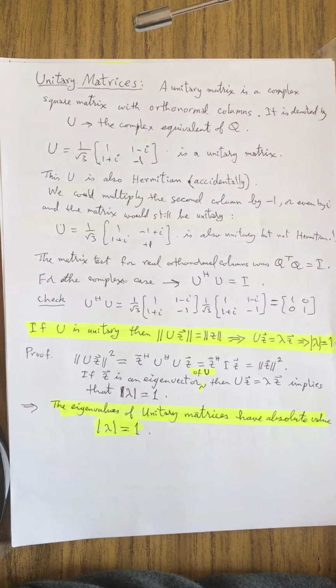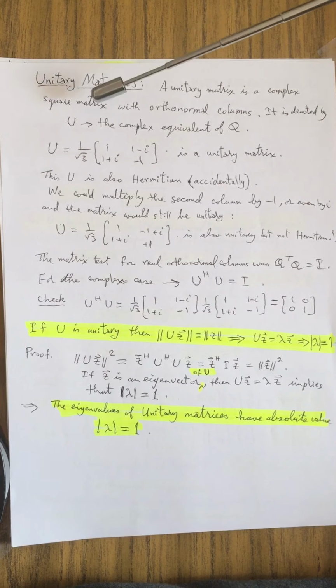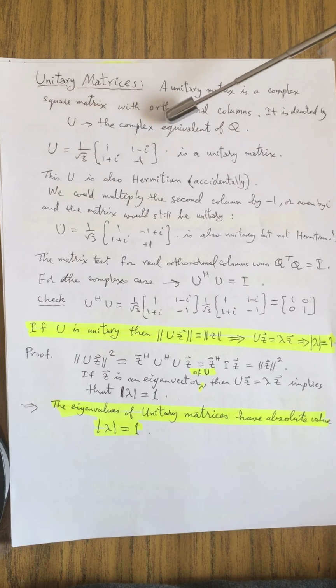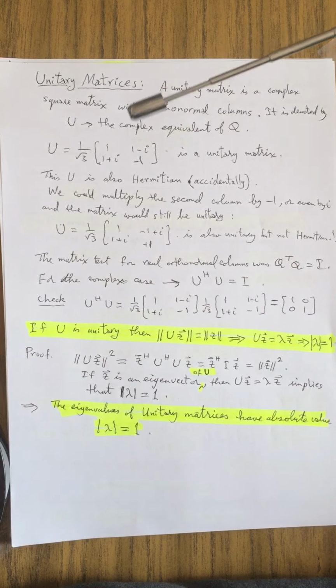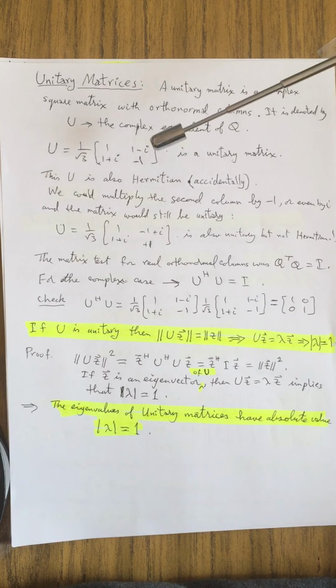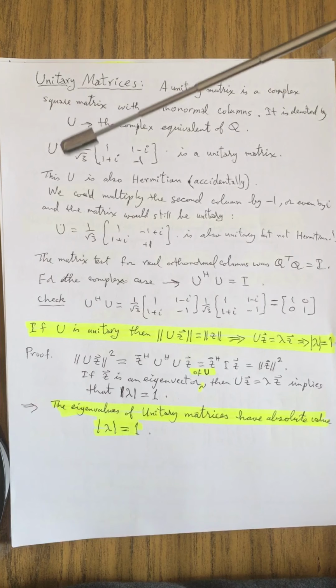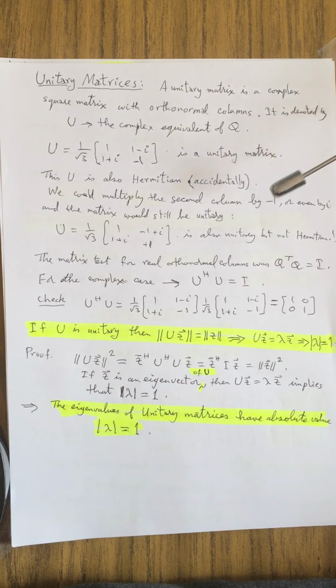Now we look at unitary matrices. A unitary matrix is a complex square matrix with orthonormal columns. It is denoted by U, so it is the complex equivalent of Q for real matrices. So for the last example, U is 1 over √3 times y and z, and it is a unitary matrix. This U is also Hermitian by accident.